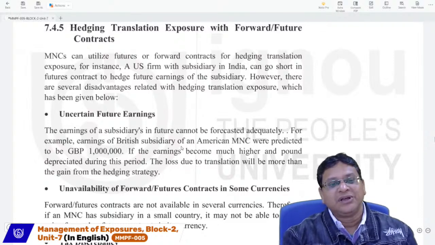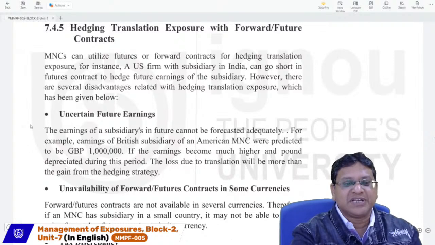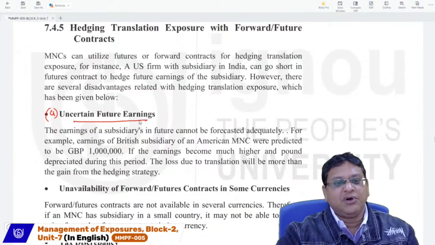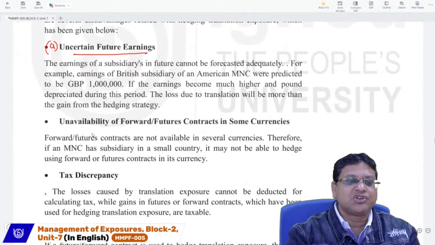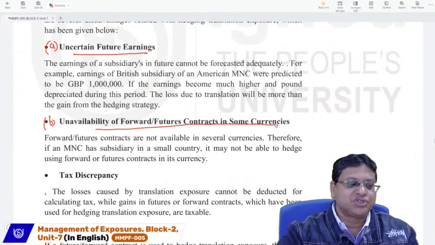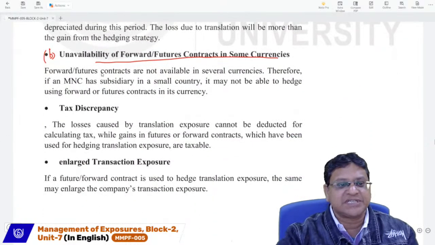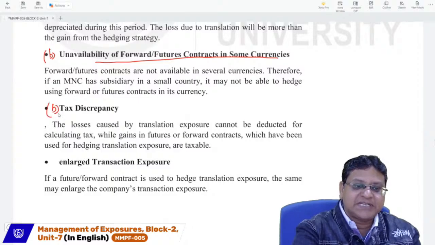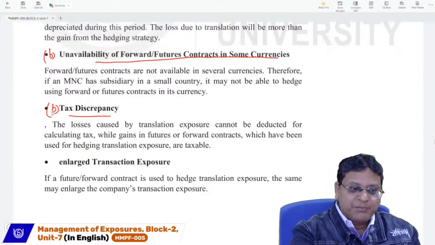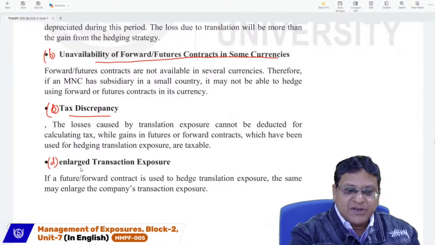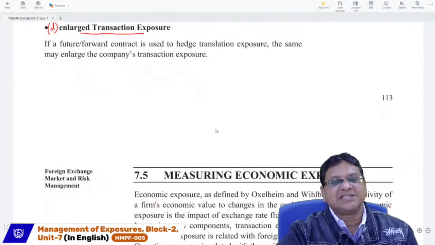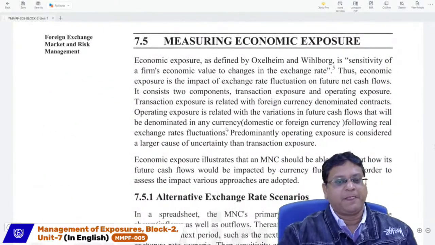But there are certain risks attached with managing translation risk because it is uncertain to future earning. The earning of the subsidiary company is not certain. Then there is unavailability of forward and futures contracts for some subsidiary currencies. There is a tax discrepancy for translation exposure. And if we want to manage translation exposure, we are incurring more and more transaction exposure. These are the four points why translation exposure must not be managed.